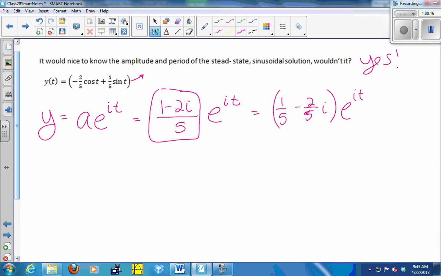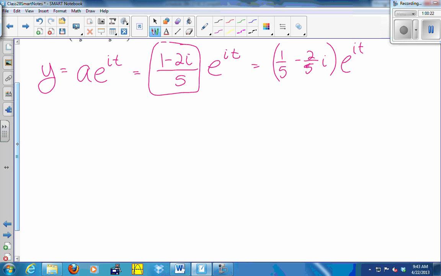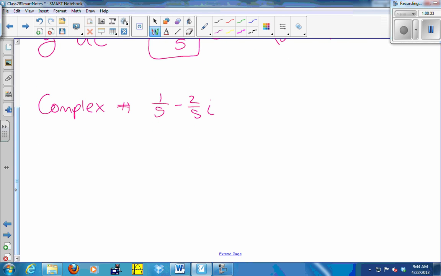I want to change it to polar form. So remember, you can take a complex number, 1/5 minus 2/5 i, and you can graph it. We have the real axis and the imaginary axis. So you go over 1/5, down 2/5.